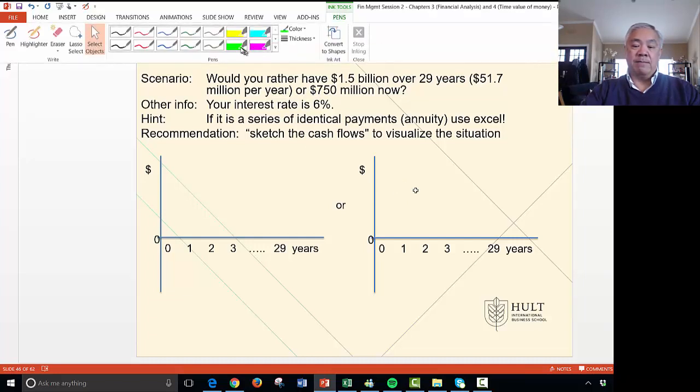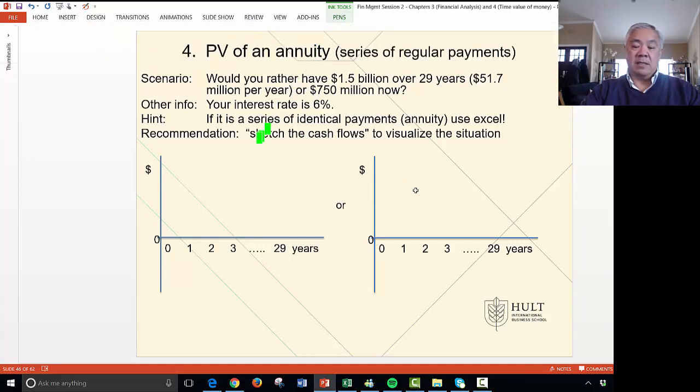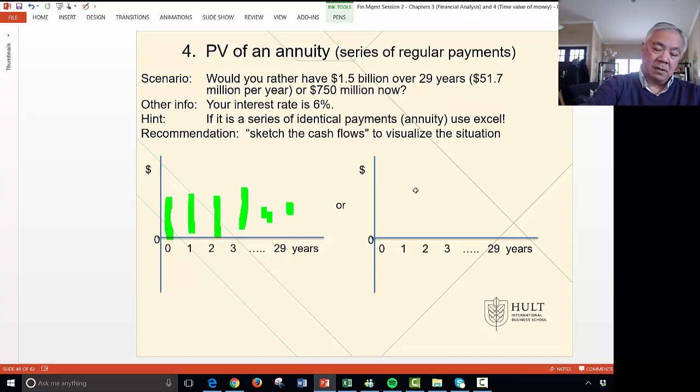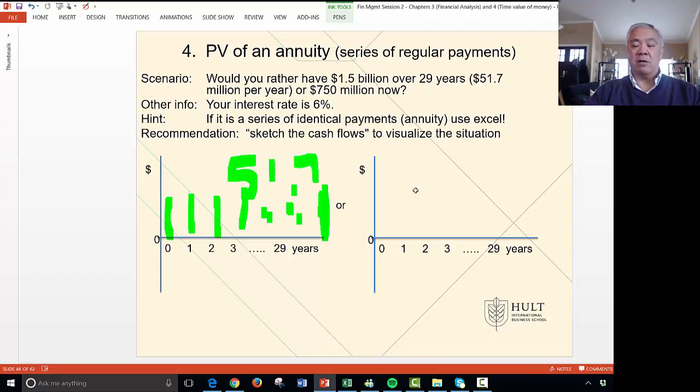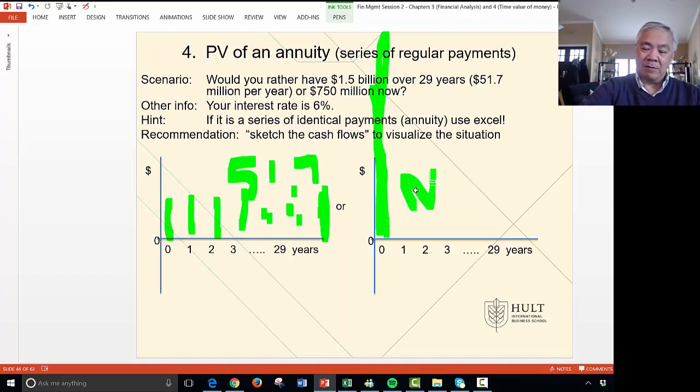So let's grab a pen, and let's say, would you rather have 51 million a year for 29 years? So the first scenario is you get all these payments. So we get 29 years of 51.7 million per year. Or would you rather have a massively large lump sum here now?